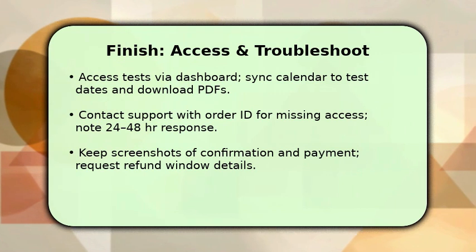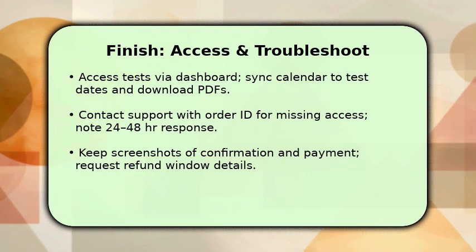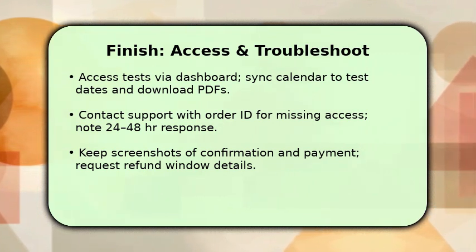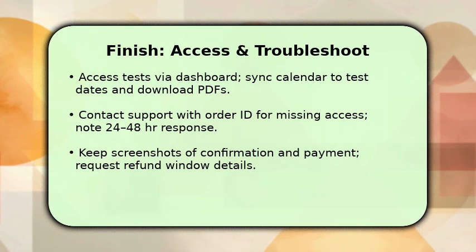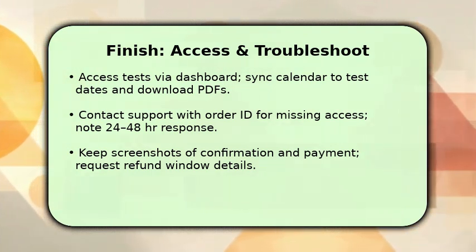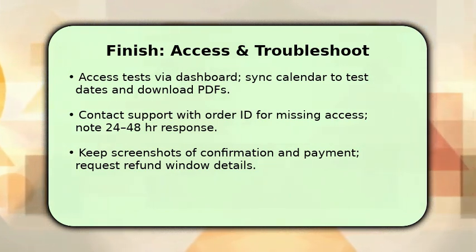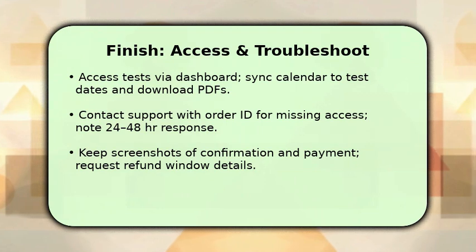If access is missing, contact support immediately with your order ID and payment screenshot, because that speeds resolution. Make sure to mention the 24 to 48-hour support window. If the content or batch differs from what you bought, request a refund or switch per Allen policy, and retain all confirmations until issue closure.